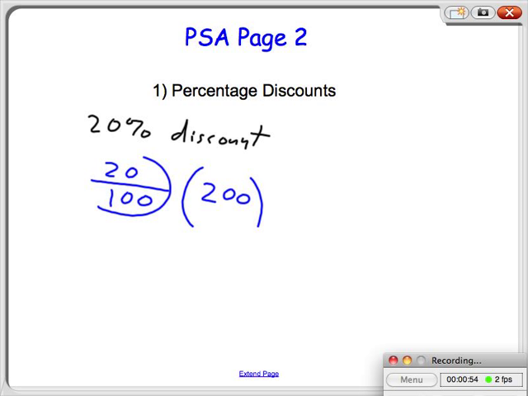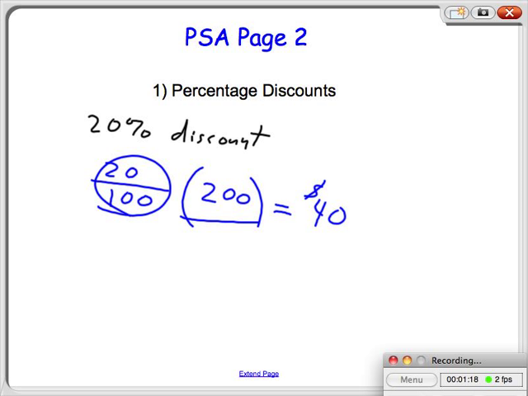So 20% of 200, we multiply this out. Obviously, the 200 divided by the 100 would be a 2. 2 times 20 would be 40. So that would give us the amount of the discount on the particular item. $40 discount, 20% of 200.